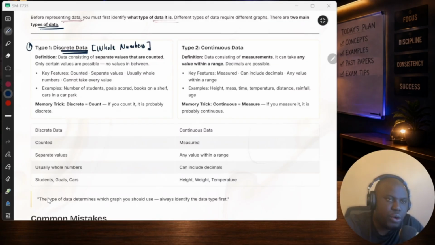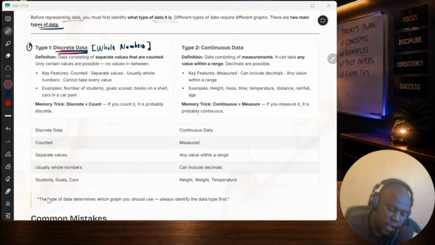So if you have collected data that can only have whole numbers, like the number of students in classes. Can you have 1.5 students? Can you have 1.25 students? No. It can only have whole numbers. So because of that, it's discrete. So I need you to know that there are two main types of data.